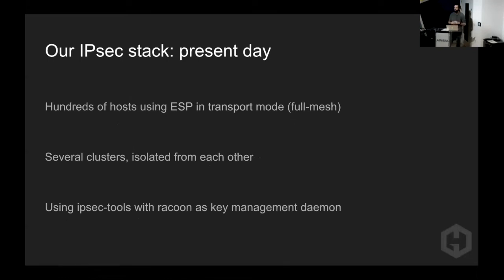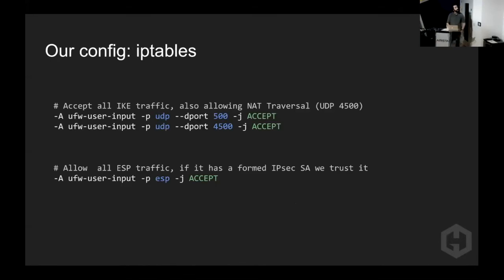So our stack: we have hundreds of hosts using ESP in transport mode, several clusters completely isolated from each other, that can't talk to each other at all. We use Racoon as our key management daemon. Very quickly going through our config. This is all the firewall config that's IPsec related. Basically, we just allow any IPsec traffic for the negotiations to happen. And if the traffic is protected by IPsec, we just allow it. We don't have any other explicit port openings or IP-based openings or whatever. We just rely on IPsec doing that for us. That simplifies a lot of rules, which is nice.